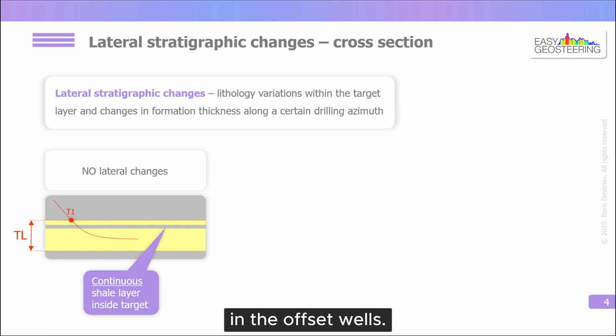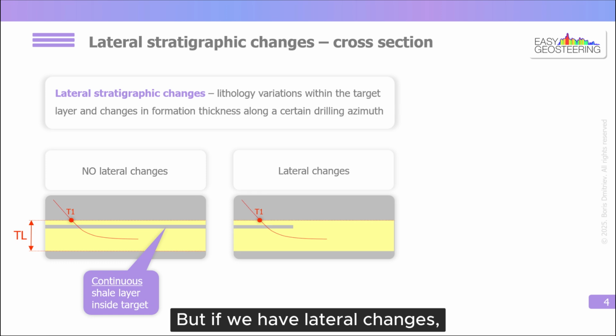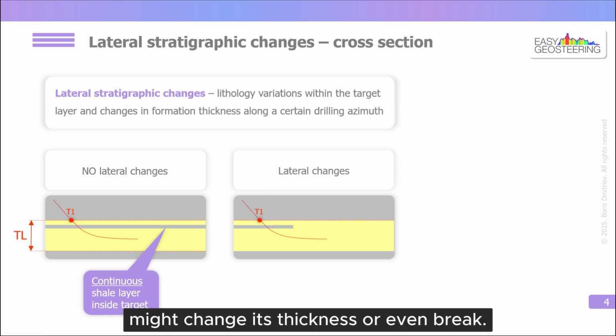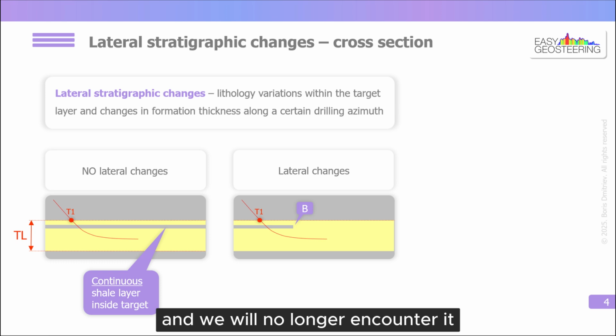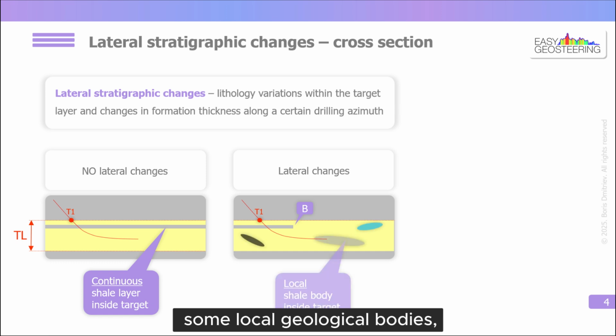the offset wells. But if we have lateral changes, the shale layer, for example, might change its thickness or even break. In this example, it disappears entirely after point B, and we will no longer encounter it along the current azimuth. Instead, we might observe some local geological bodies which may not exist in other wells.